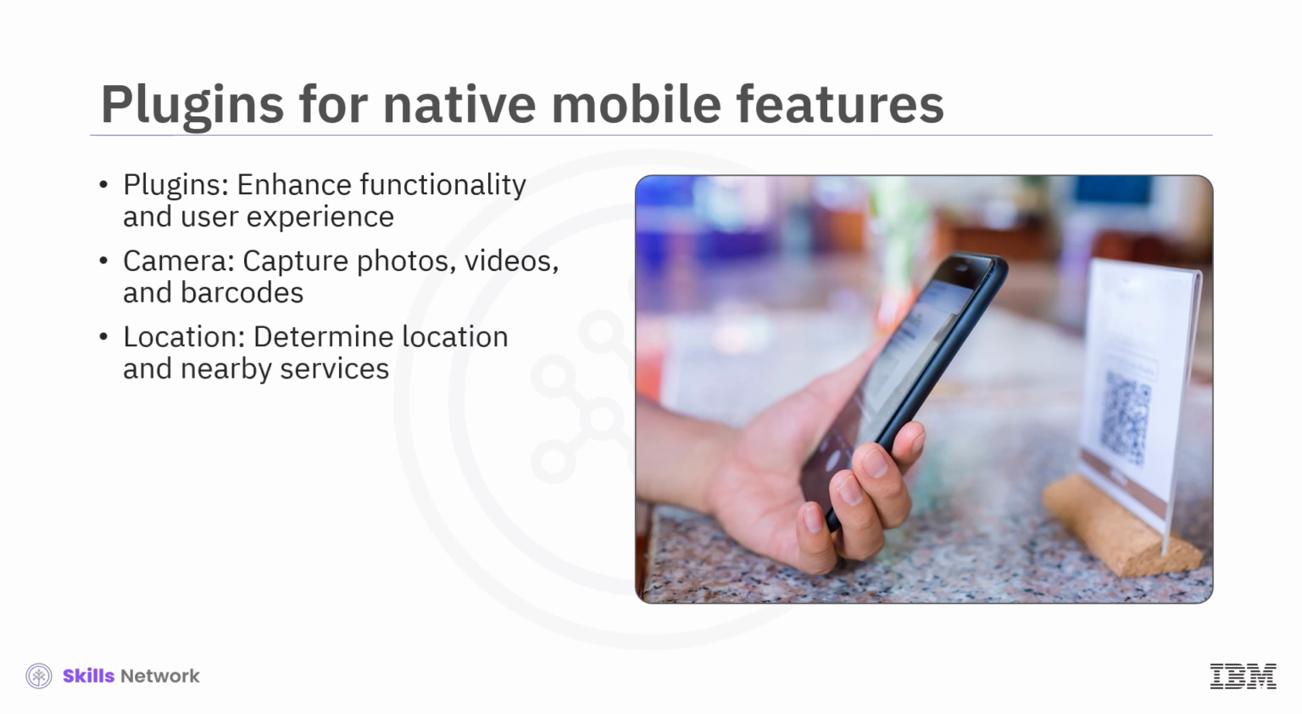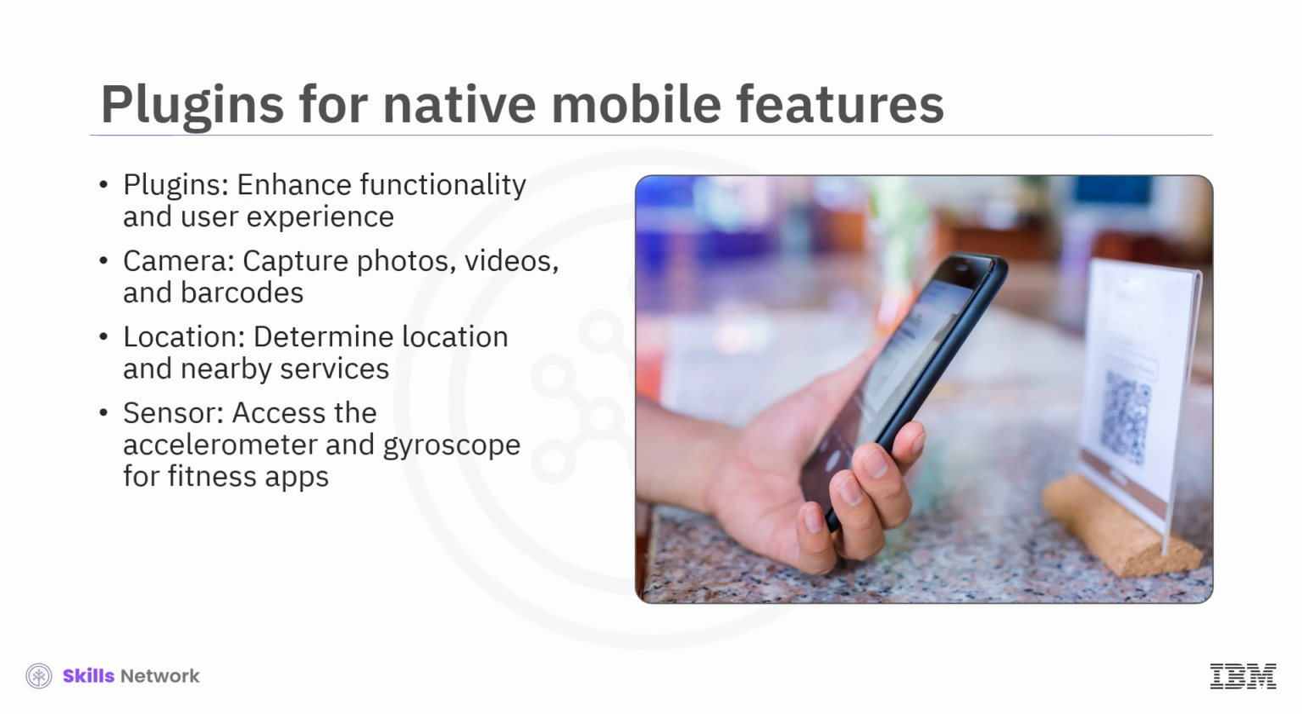Location services plugins help users determine their location and identify any nearby services. For example, a weather app provides weather updates based on the user's location. Sensor plugins access the device's accelerometer and gyroscope data. These plugins are useful for fitness apps that track steps or physical activity.